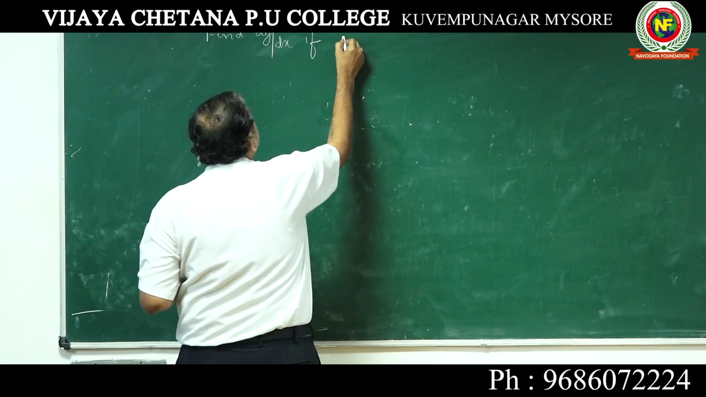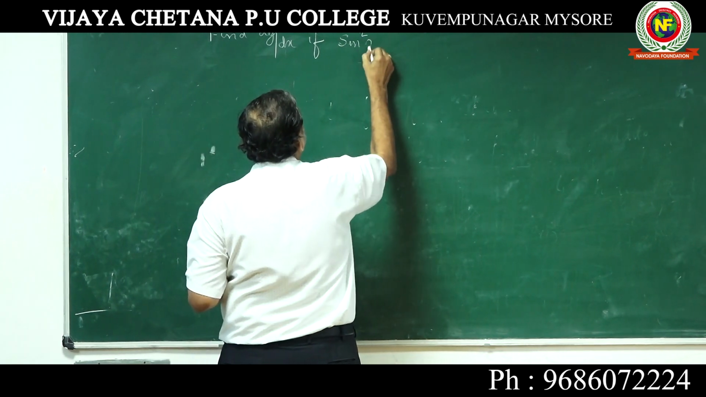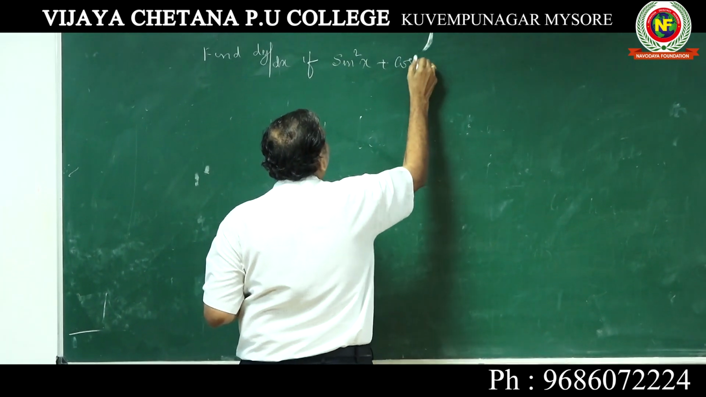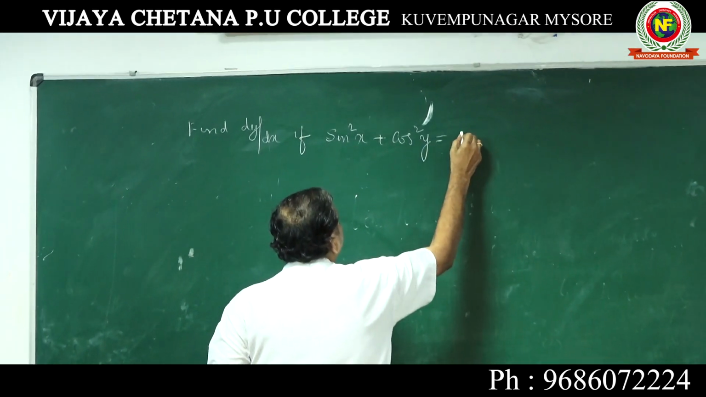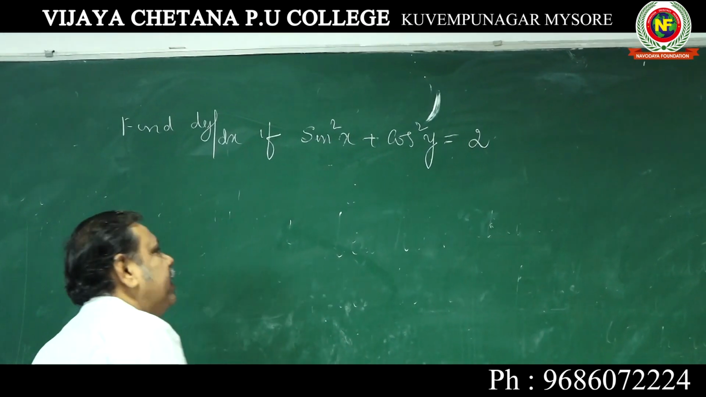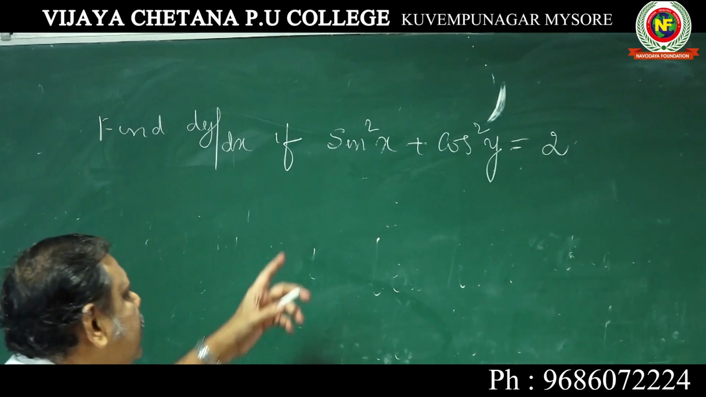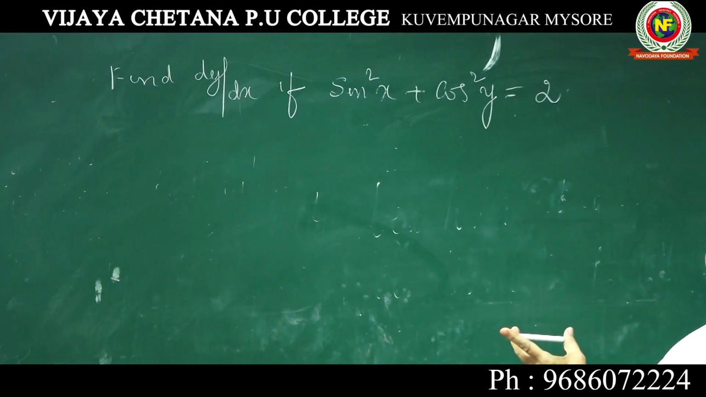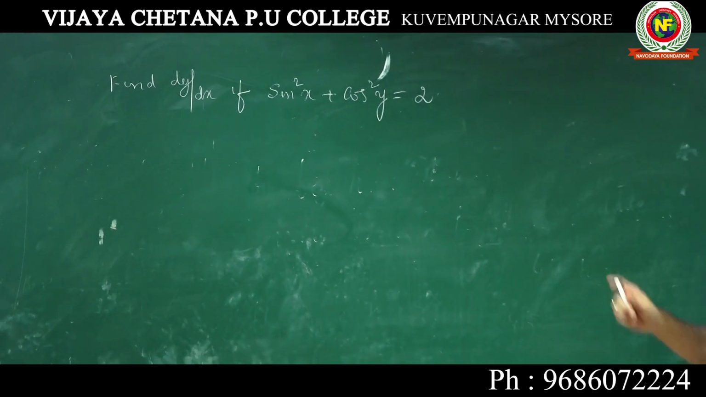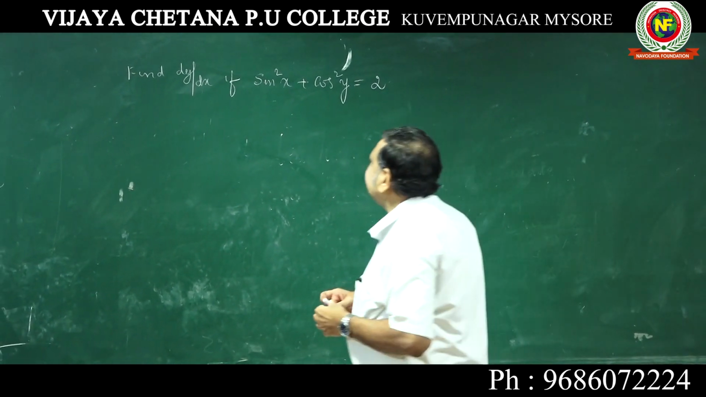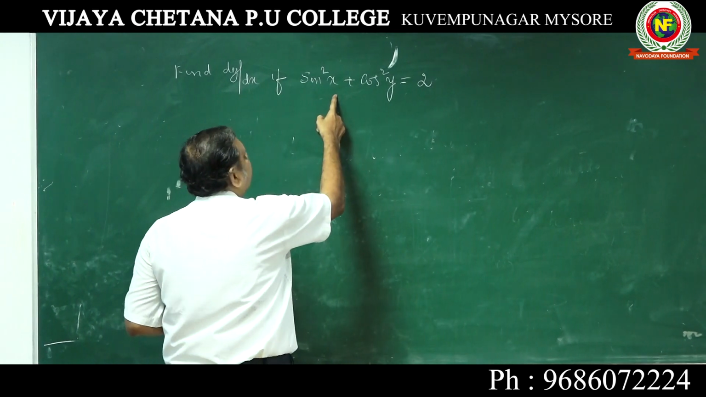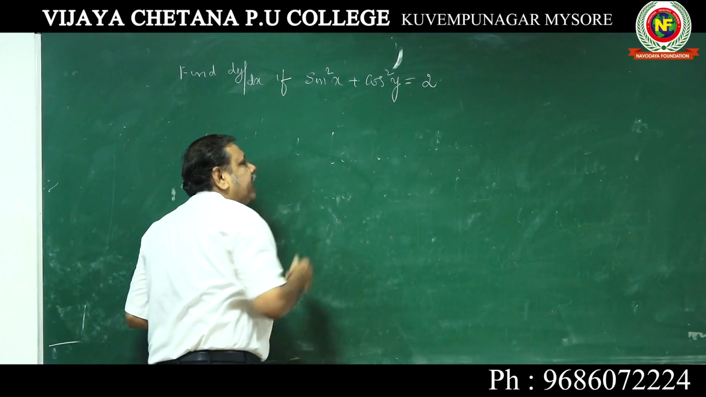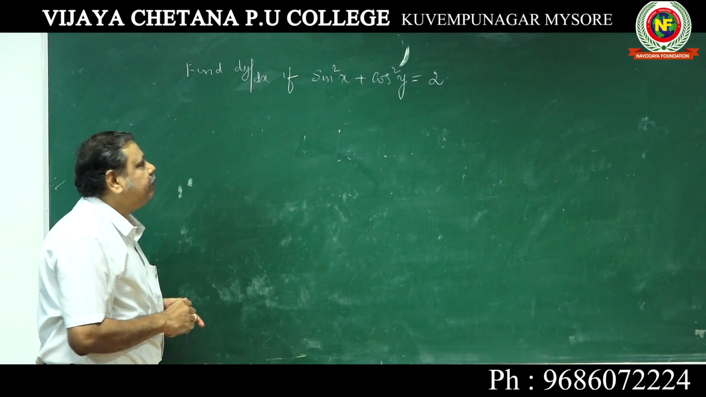if sin square x plus cos square y is equal to 2. Sin square x plus cos square y is equal to 2. Very important problem, and this problem has been given this year. This year for 3 marks they have given this question. Now it is an implicit function because x is there, y is there, and f of x, y is equal to k is an implicit function.